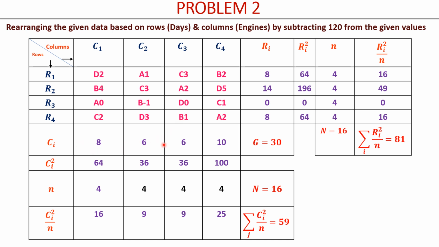So then I calculate Ci square, then n is 4 anyway for every column, and I divide Ci square by n and get the total mean value along the column. So I know G, I know N. Note that G is 30. So when I'm constructing the one-way table also, I should have G to coincide with 30. N is 16. And then we shall calculate sigma Ti square divided by N.